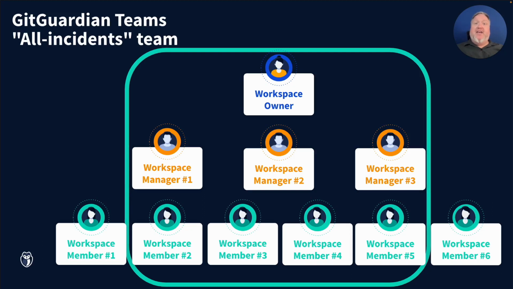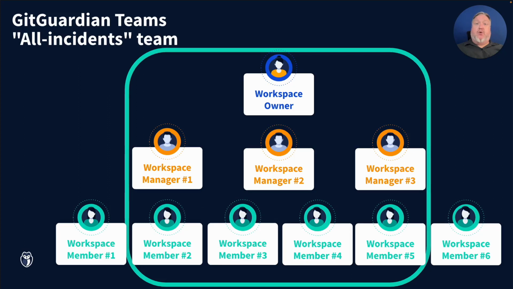They're also a way to give individual members fine-grained permissions for handling incidents or granting workspace members specific admin abilities within their team. By default, each account starts out with an All Incidents team already created, so let's start there for our explanation. As the name implies, members of this team can access all the incidents in your GitGuardian workspace. The owner is the default first member of this team.